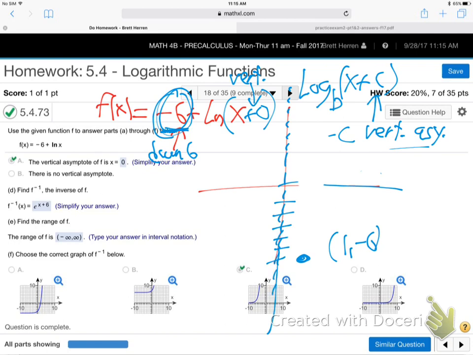It's still vertical here. It's still going to take a dive and it's still going to go up to the right forever. It's just been moved down 6. So there it is, there's the graph of -6 plus natural log x.